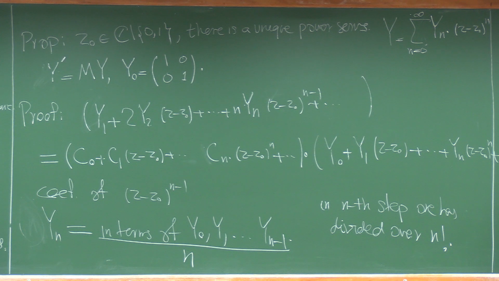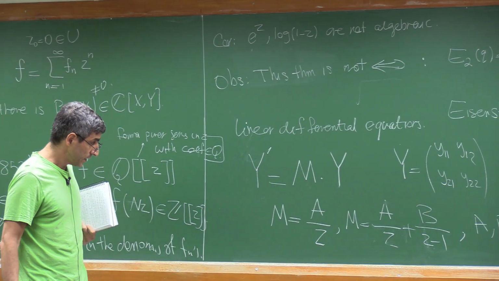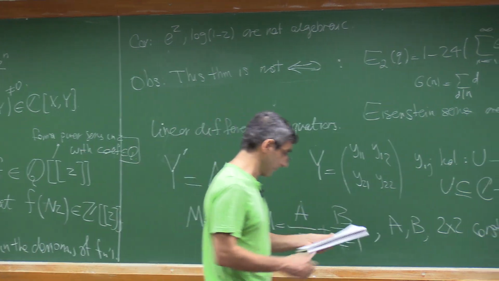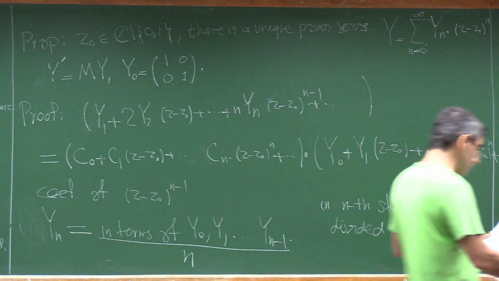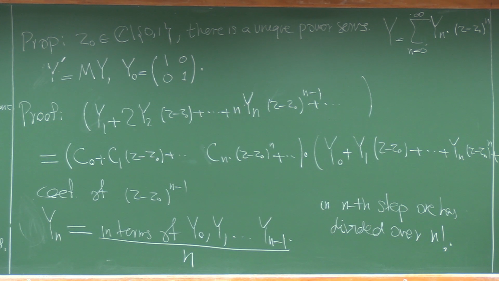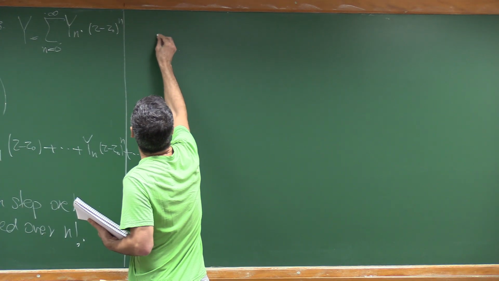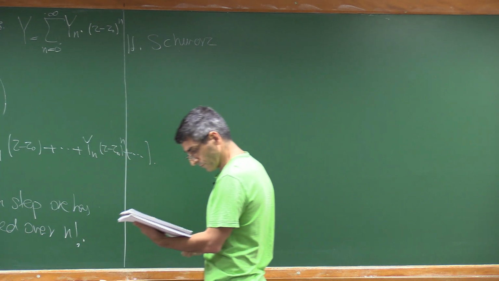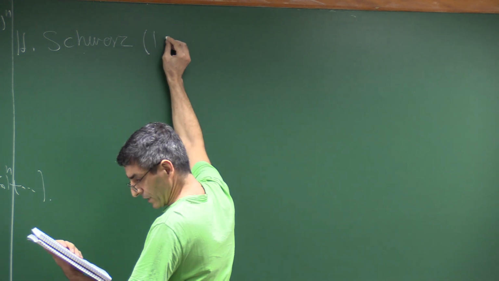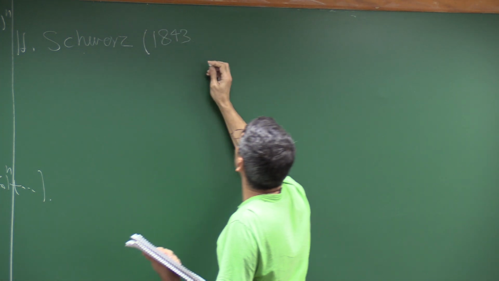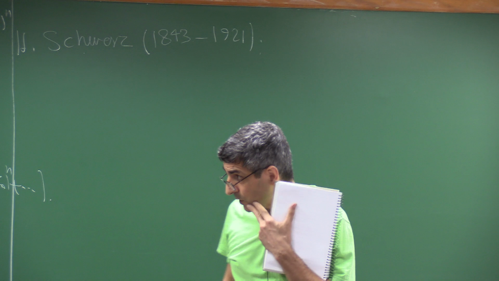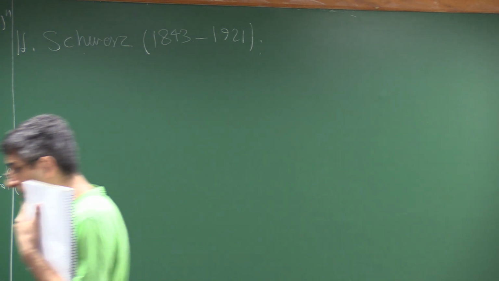Okay, maybe before introducing the conjecture, I tell one example. Again, the historical example in which people tried to find the algebraic solution is due to Schwarz, Hermann Schwarz. This is almost the mathematics of the 19th century.